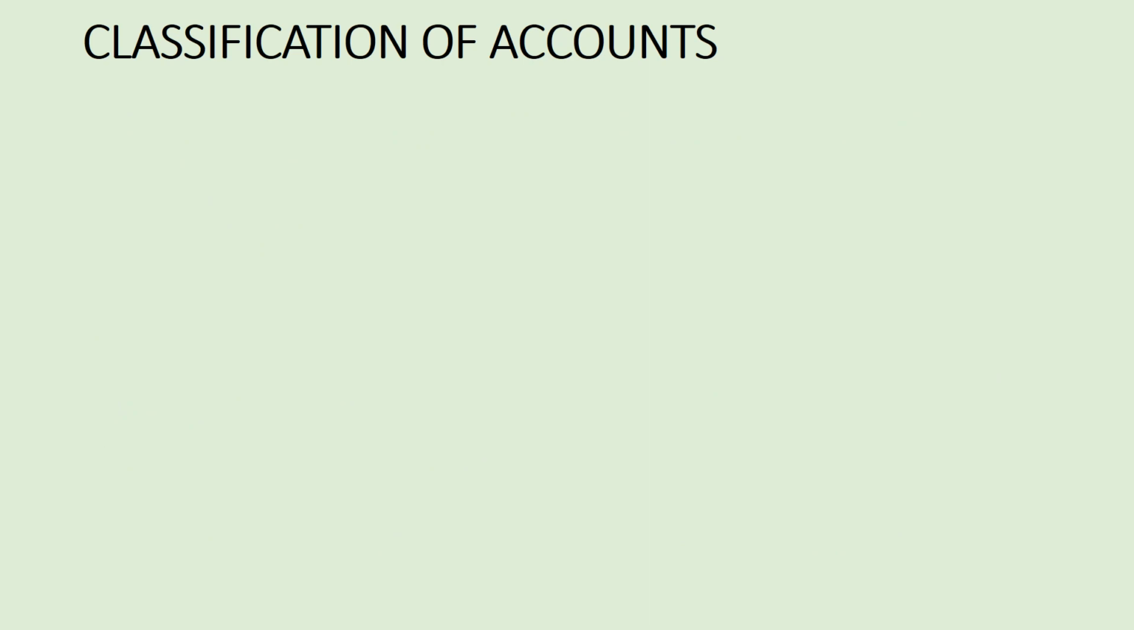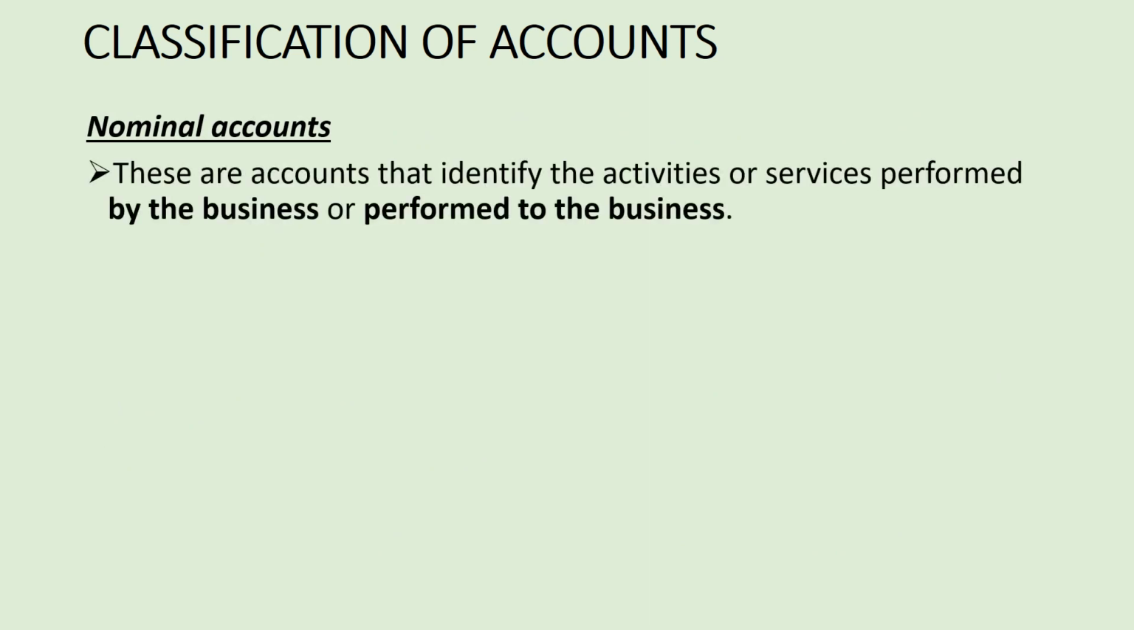The next type of accounts are called nominal accounts, which are basically accounts that identify the activities or services performed by the business or performed to the business. Let's say a time comes when your business has to pay rentals for the premises you are using. That is an activity performed by the business. Such activities are recorded as nominal accounts. To understand it deeply, keep in mind that all expenses are nominal accounts and all gains or incomes are nominal accounts.